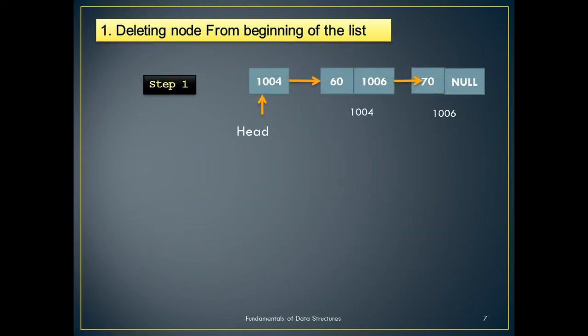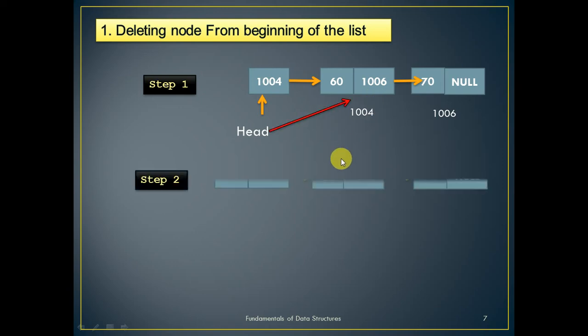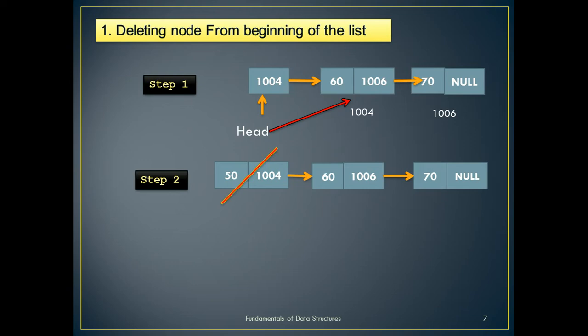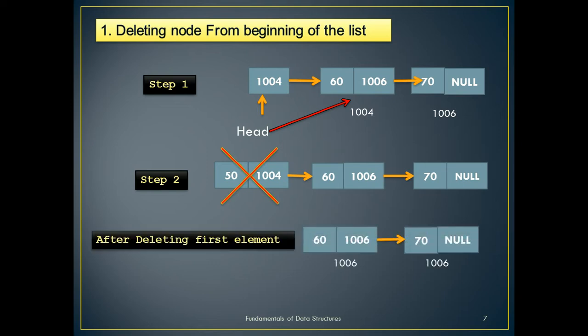In step 1 we have to transfer our head to the second node. Then in the next step we have to free the first node, that is 50. Free means deallocation of the memory for this particular node, so we require a deallocation function for the memory, that is the delete function, which we use to delete that particular node. And after the deletion of the first node, our list will be like this.